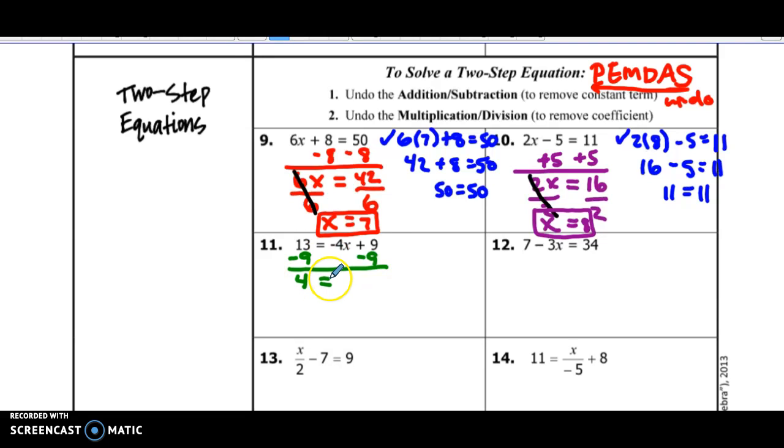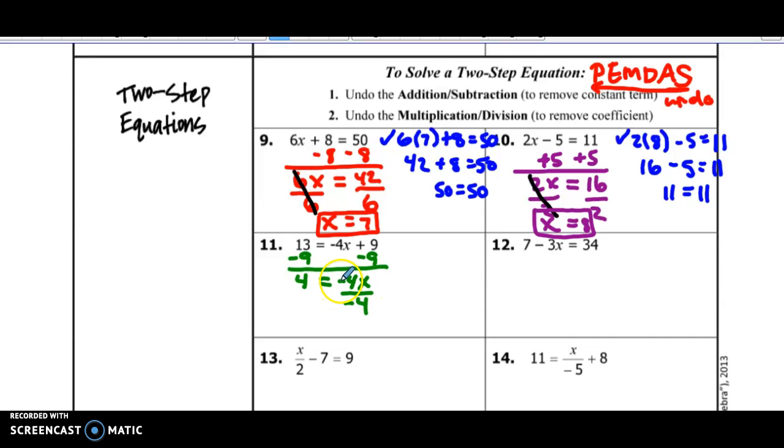Bring down my equal sign. Plus 9 minus 9 cancels to 0, so all I really have left is this minus 4x. So my new equation is 4 equals negative 4x. Now to get this x by itself, don't be fooled, I'm not going to add 4. I need to divide by negative 4, because I'm trying to undo this multiplication.